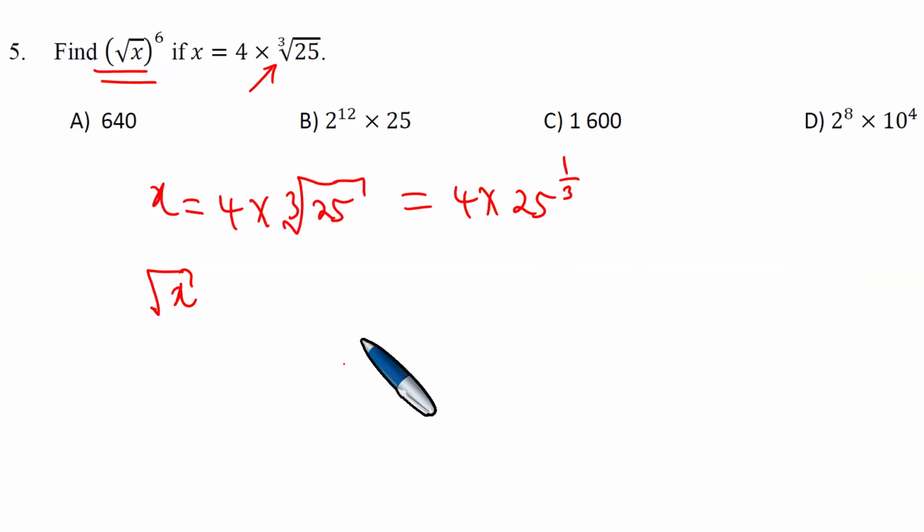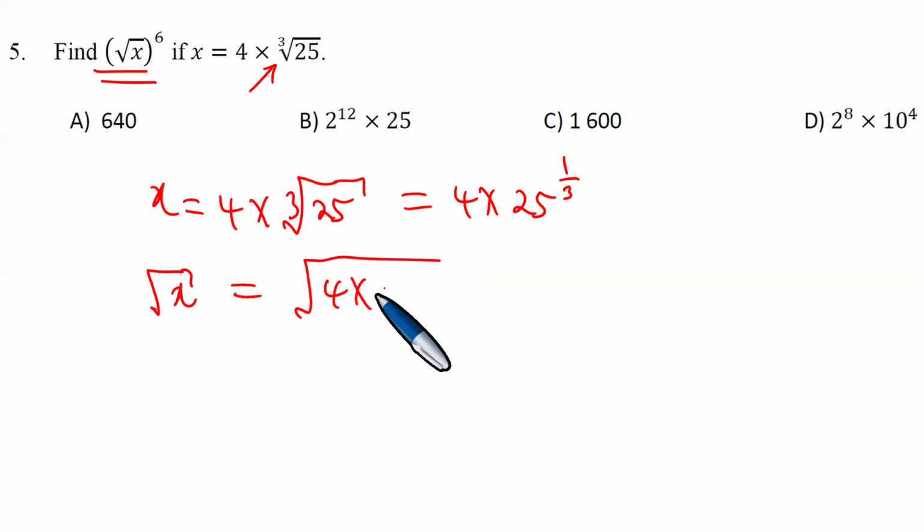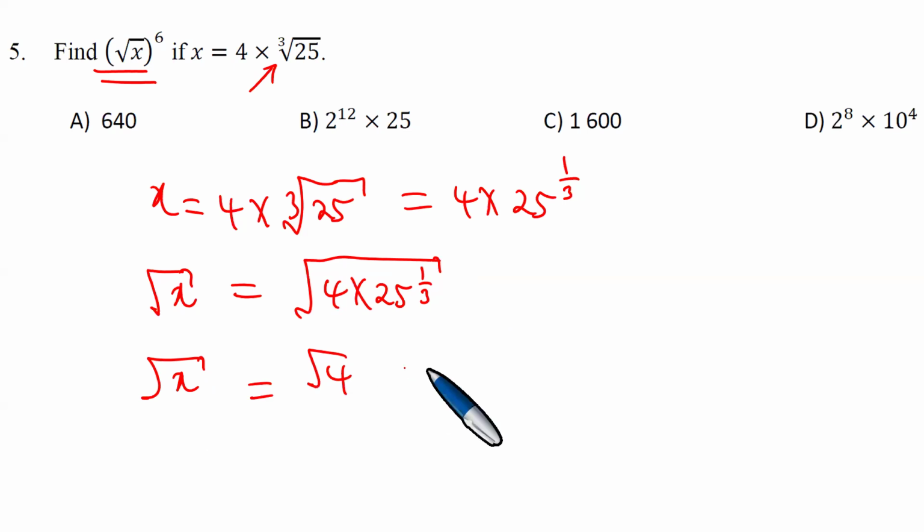And then what do we do next, because there's a square root there? One thing you can do is to take the square root of this or raise it to the power. Okay, then we have 25 here to the power 1/3, like that. And then this becomes the square root of x. And then you can take the square root of 4 times the square root of 25.